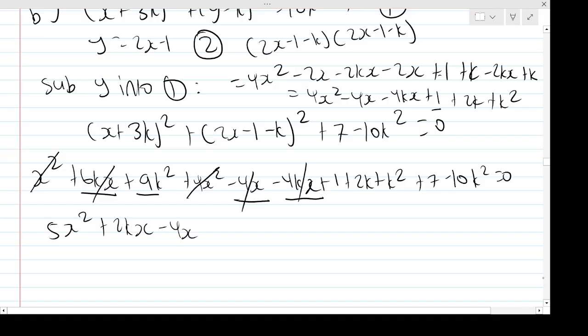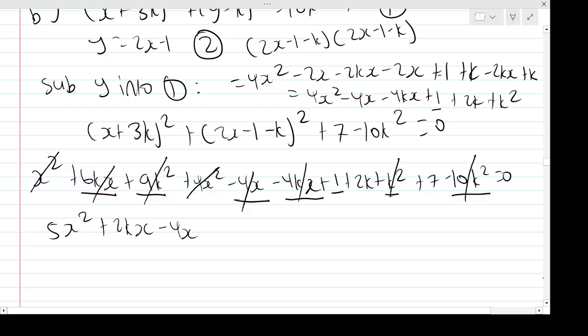Okay, then I'll collect the k squared terms. So then we have 9k squared. Then we have another k squared. Then we take away 10k squared. Well, 9k squared plus k squared is 10k squared. Take away 10k squared, that leaves us with 0. Okay, so those go away.